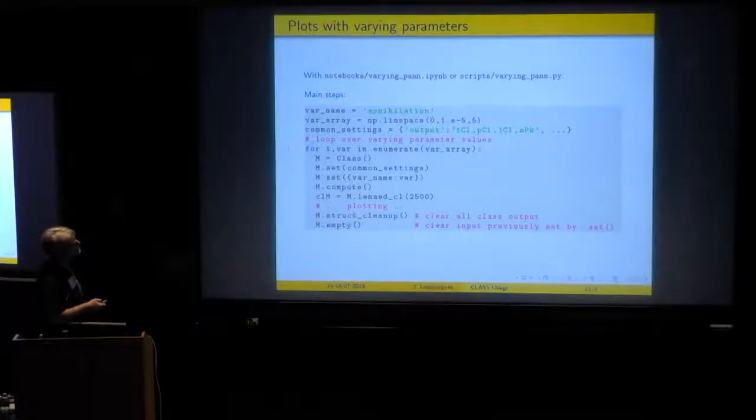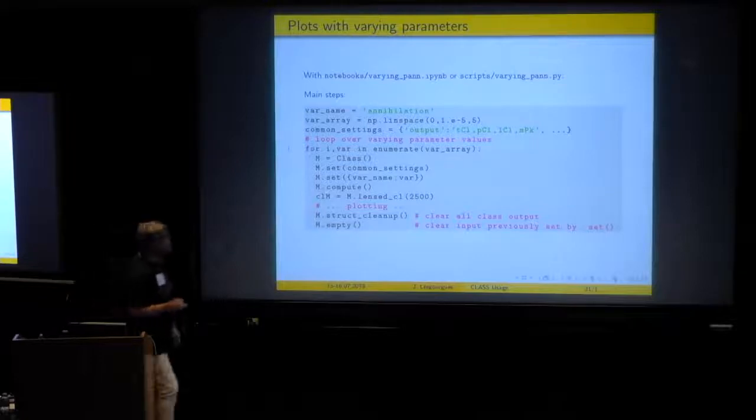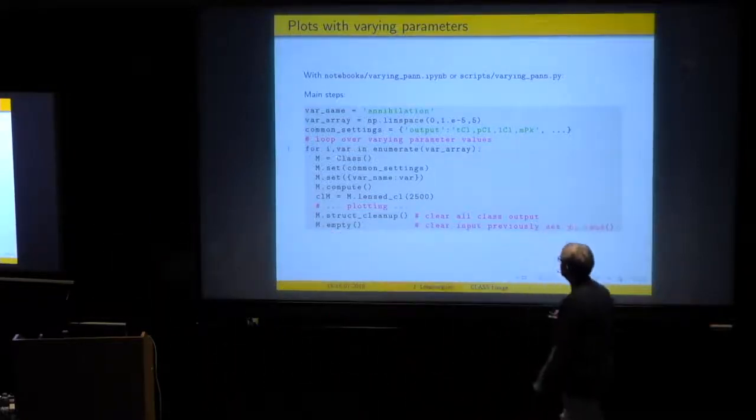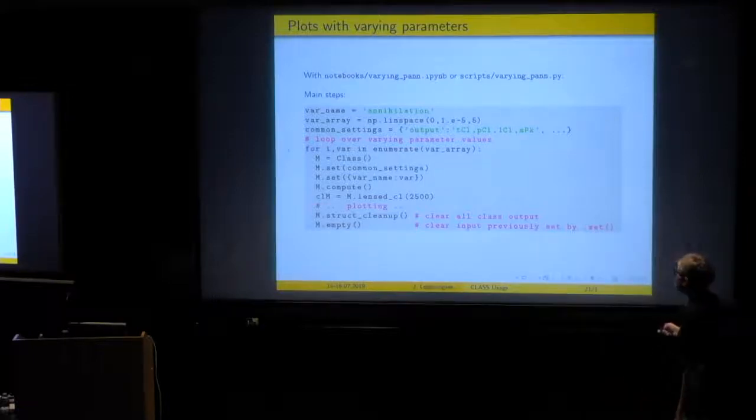Then I loop over the values of this parameter. It means I take one of these values, one after the other. And for each of them, I define an instance of my class that I call M. Here M means one model. I set all the parameters which were here. And now, with this command, I say that annihilation will be set to one of these values. I compute it. I extract the Cl of my model M.